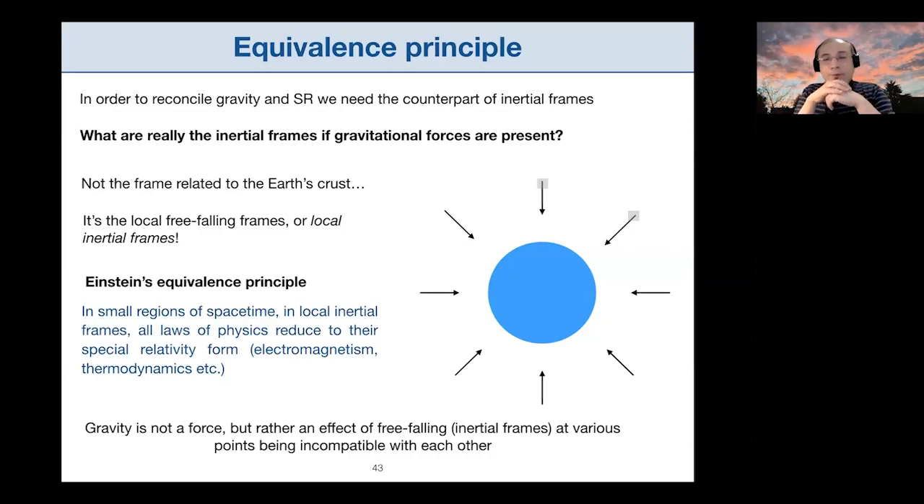So another idea I would like to leave you with is that gravity is not really a force. It's more of an effect of the free falling or inertial frames at various points being incompatible with each other. We would love to work in a frame in which there are no inertial forces. Everything is very simple. Everything boils down to special relativity. But it turns out that in presence of massive bodies, this is not really possible. It doesn't mean that there are no inertial frames anymore, but it means that inertial frames at different points are not compatible, and we cannot get rid of inertial forces everywhere at the same time. And that's gravity.